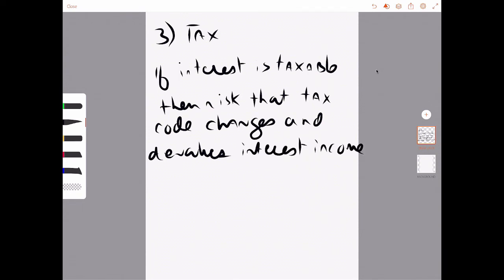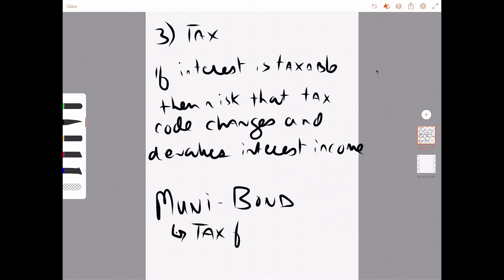But there is a certain kind of bond that avoids this tax risk altogether. That type of bond is called a muni bond. A muni, or municipal bond, is a tax-free bond. In other words, you earn interest, but you don't pay any tax on the interest. It's entirely tax-free. And because of that, muni bonds have very low interest rates.